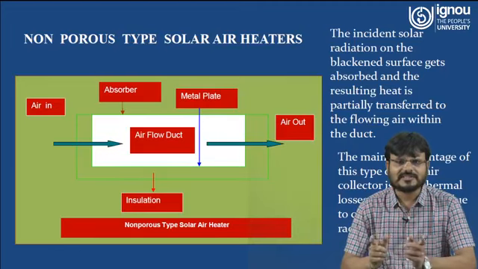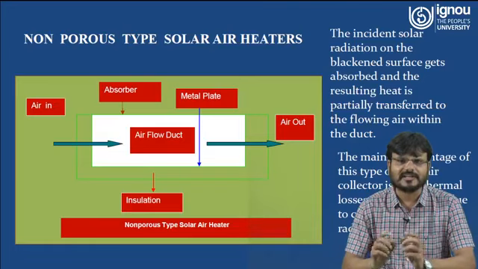So there is a difference in temperature between air out and air in. That means you are able to get the heat, and heat is Q equals m c delta T, where delta T is nothing but the difference in temperature between air out and air in.